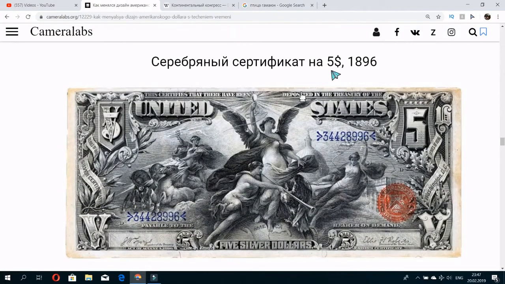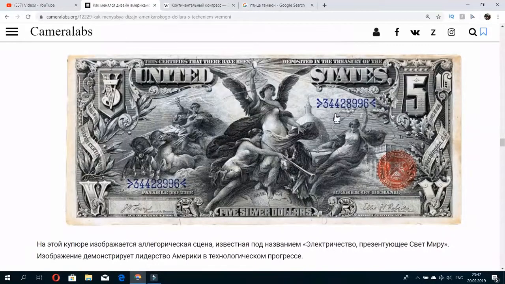Silver certificate of $5, 1896. Also still the bearer on demand. Payable to the bearer on demand, 5 silver dollars. On this banknote we have an allegoric scene, I think it presents electricity giving the light to the world, and this image demonstrates leadership of America in technological progress.